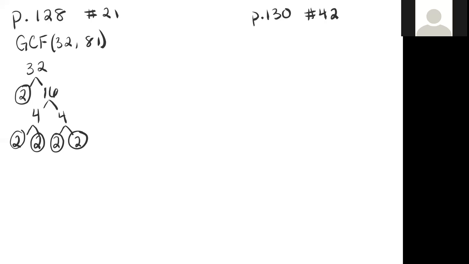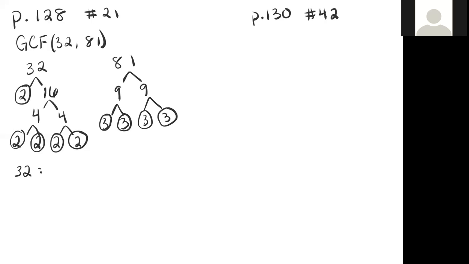Let's look at 81. All right, so you could do, I believe, 3 times 27, but let's just do 9 times 9. 9 times 9 gets me 81. 9 is not a prime number. I multiply 3 times 3 to get 9, and 3 is a prime number. All right, so I've circled all those 3's. All right, so now I'm ready to make my prime factorization.